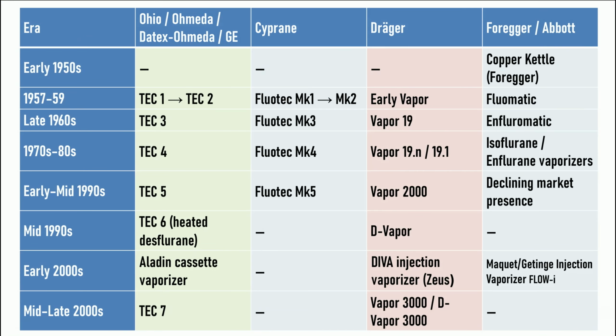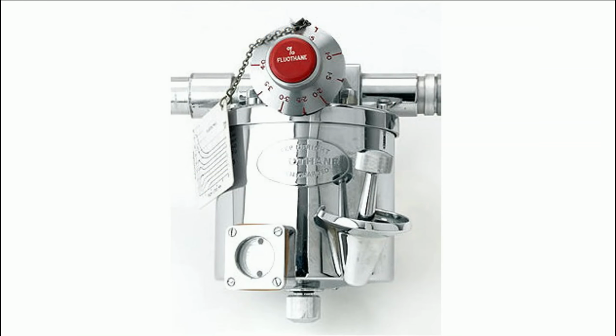This is a table that demonstrates the relatively modern vaporizer models over time. One of the confusing things is that the companies that developed different models were taken over or merged with other companies. Two companies really dominate products these days: GE, General Electric, and Draeger. For this discussion, I'm going to focus almost exclusively on the Ohio Omeda Datex or GE system that was the TEC series of vaporizers. But it all really started with this particular product.